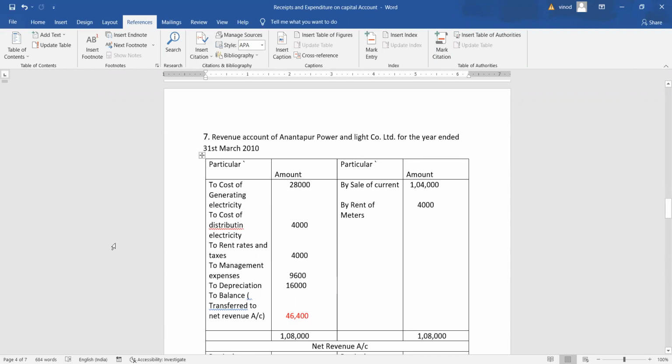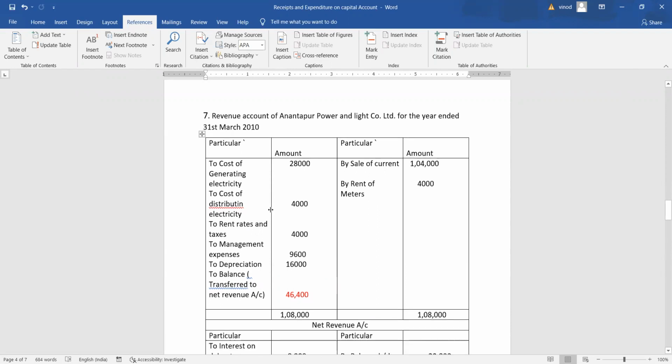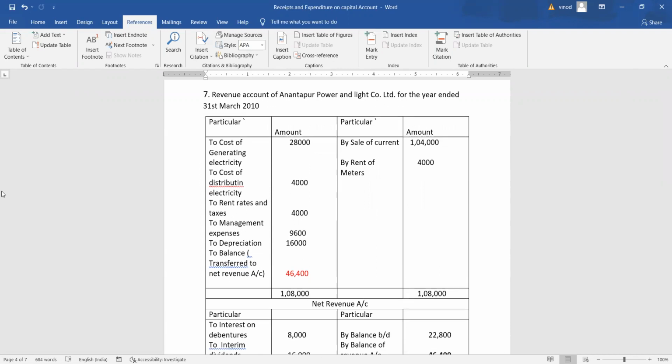Let's start the solution. We have prepared the revenue account. As we have learned in the previous videos, expenditures must be written on the debit side, incomes must be written on the credit side. If we look at the debit side, we have written the cost of generating electricity, an expenditure to generate the electricity. So we have written 28,000.